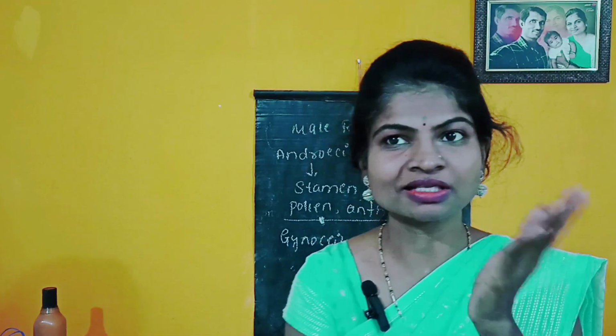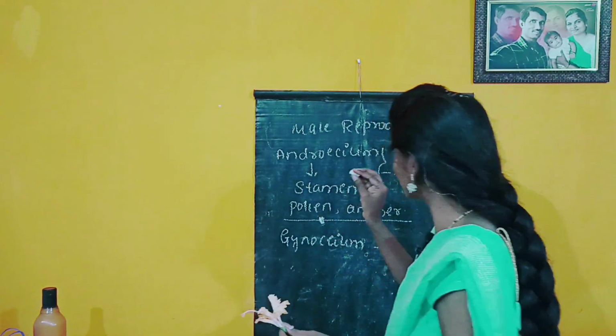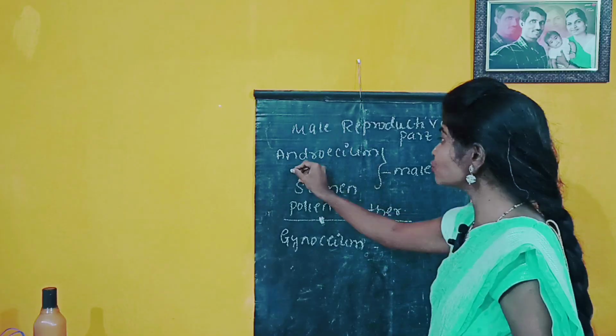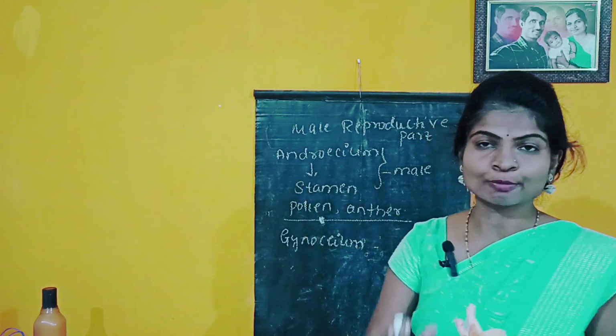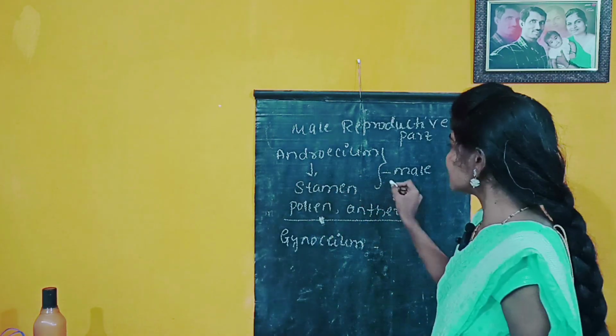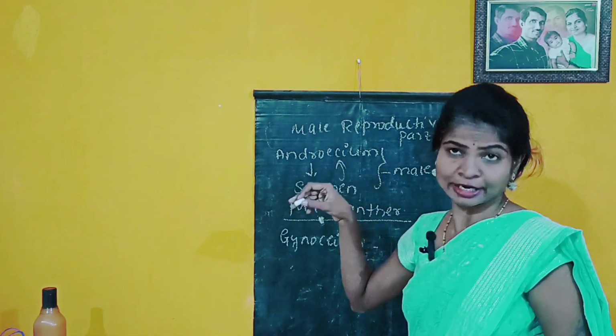What are the contents of the stamen? The anther, pollen grains as well as the filament. Along with the filament, those are called the male reproductive part. Male reproductive part, you can call it an androecium also. The male reproductive part in angiosperms is the stamen. You can call it an androecium.